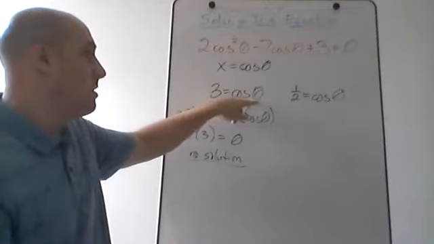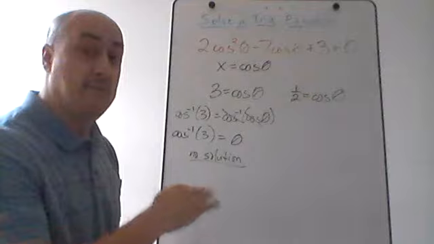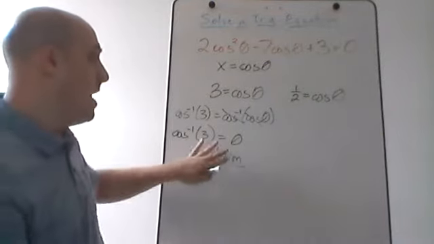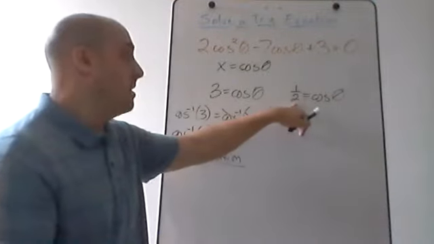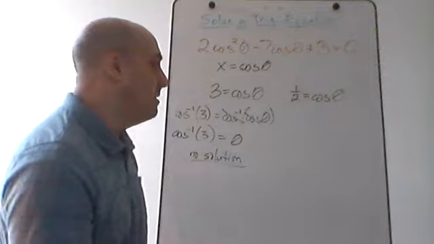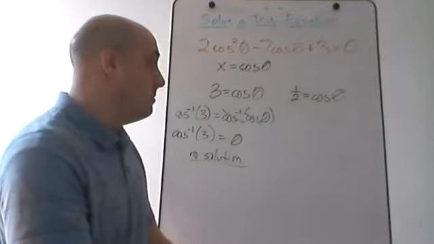Anytime you have sine or cosine of theta equal to a number, if that number is not between -1 and +1, it's not going to have a solution. All right, so that side doesn't have a solution. This side will, because 1/2 is between -1 and +1. So cosine theta equals 1/2. We are going to get some solutions here. All right, so cosine theta equals 1/2.